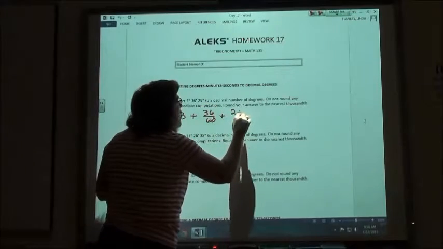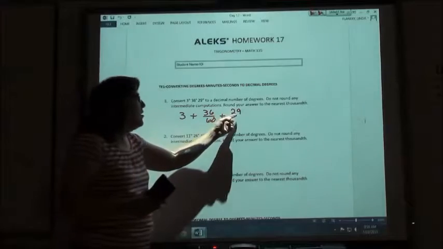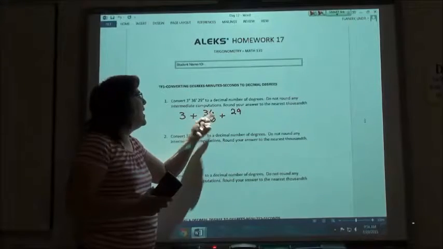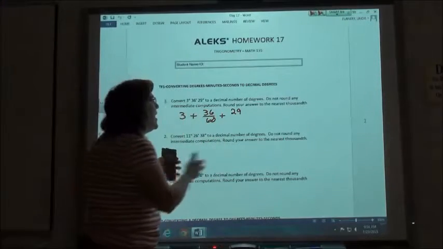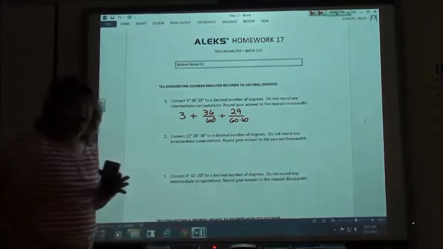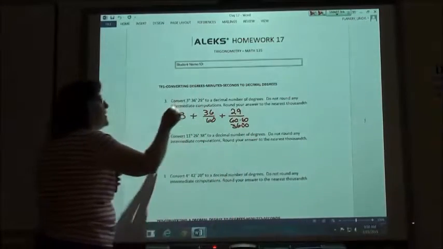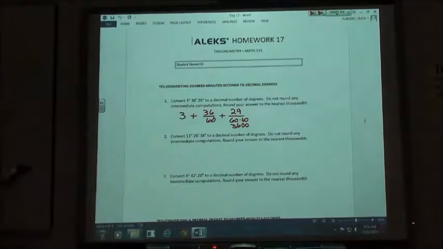And then we've got to do the 29 seconds. Well, when we think about 29 seconds, there are 60 seconds in a minute and then 60 minutes in a degree. So we would have 60 times 60 that we're dividing by, or 3,600 seconds in a degree. So we're just going to use our calculator. 3 plus 36 divided by 60 plus 29 divided by 3,600.